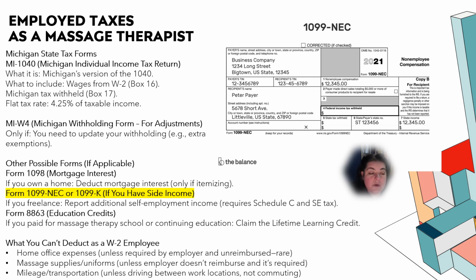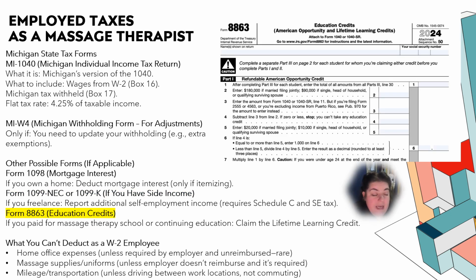All right, there's also the 8863. Now, the 8863 is going to be for education credits, like if you paid for massage therapy school or continuing education. You can also claim the lifetime learning credit. All right, just letting you know that is out there. Please talk to a tax professional. Also, these rules and amounts change every year.